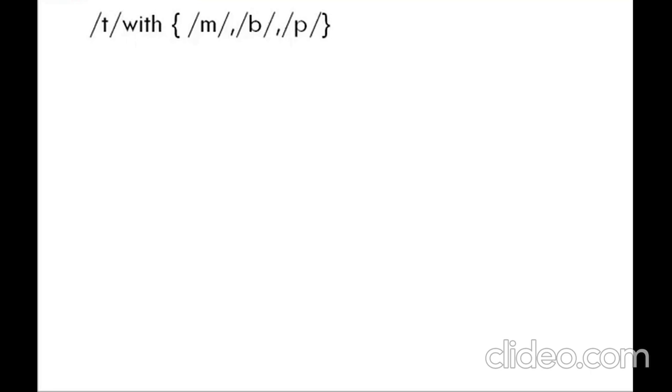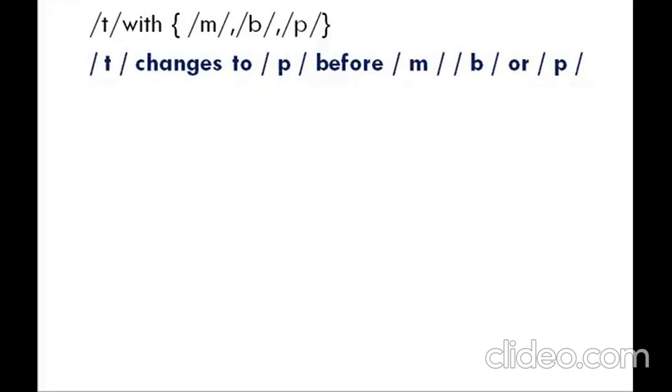Now we'll also look at the other categories of assimilations that we generally find. Now, as a general case, the sounds t, d, and n, whenever they come along with the sounds m, b, and p, they assimilate and they give out different sounds. So let's start with the sound t. What happens when the sound t assimilates with any other sound like m, b, and p? That sound t changes to p before m, b, or p.